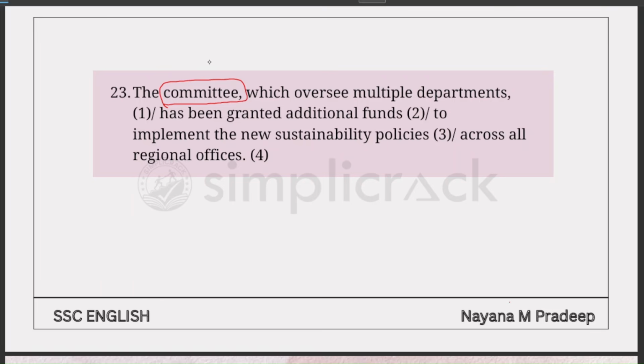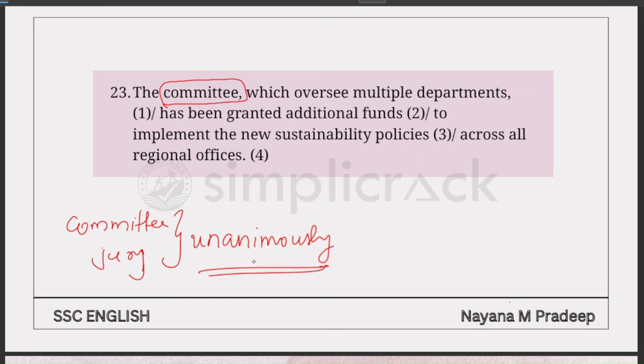But we have learned that committee can act both as a singular collective unit and as a plural collective unit. When does it act as a plural collective unit? Words like committee, jury, etc. can be considered as singular collective noun or plural collective noun. How will you differentiate between the two? When they have unanimously agreed upon something, when all the members of the committee or the jury reach a final decision, then you can consider it as a single unit.